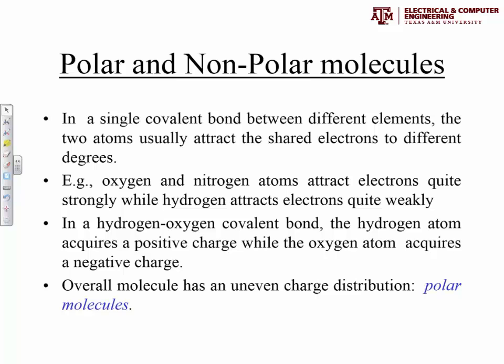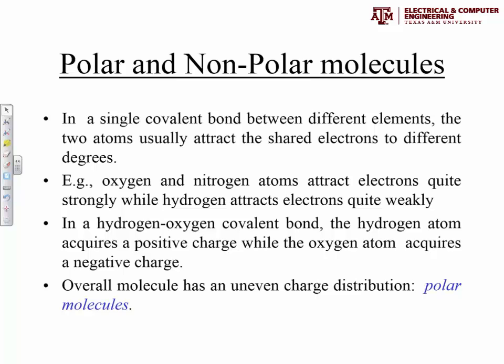So if you have a hydrogen-oxygen bond, hydrogen is a weak attractor of electrons, all right? And it's a covalent bond. They're sharing electrons. Oxygen is a strong attractor. So guess what? Hydrogen will acquire a slight positive charge, right? While oxygen will acquire a slight negative charge, right? So in a hydrogen-oxygen covalent bond, the hydrogen atom acquires a positive charge. Very small, okay? But if you have millions and millions of molecules, the effect can be quite big. While the oxygen atom acquires a negative charge. And as a result, the overall molecule will have an uneven charge distribution, and such molecules are called polar molecules.